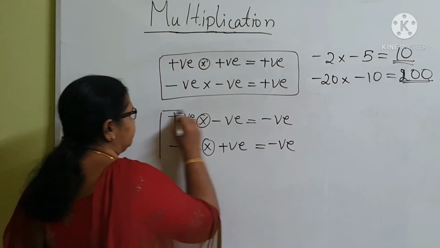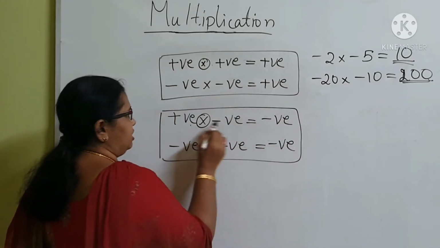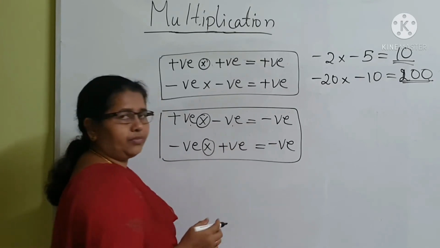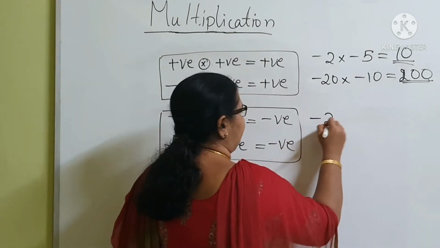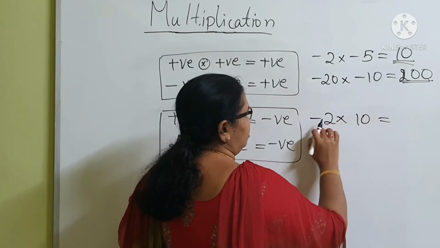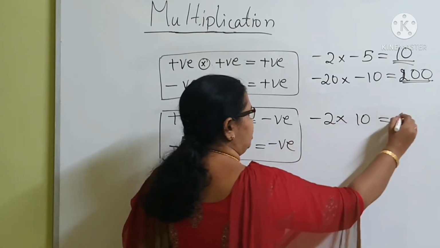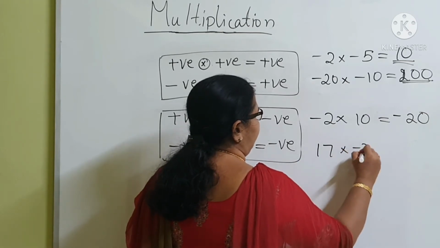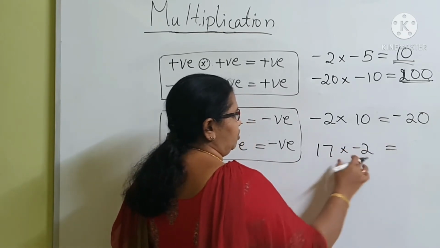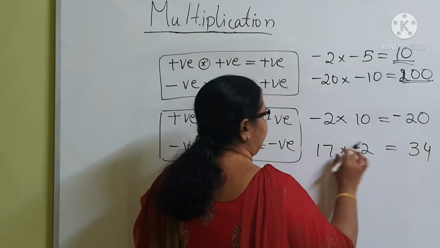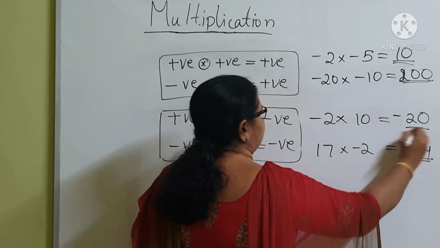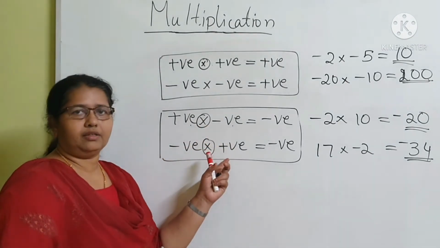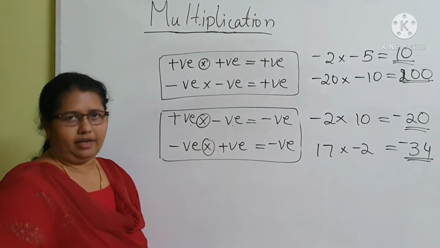Then here, if the integers have different signs, their product is negative. Negative 2 into positive 10. This is negative, this is positive. So the product is negative. 17 into negative 2. That is 17 2s are 34. Then positive into negative is negative. So if the integers are different sign, their product is negative.